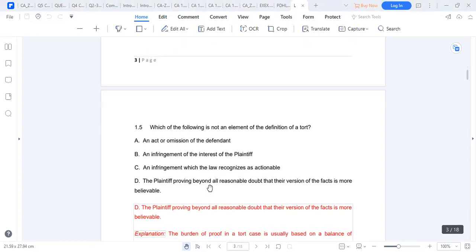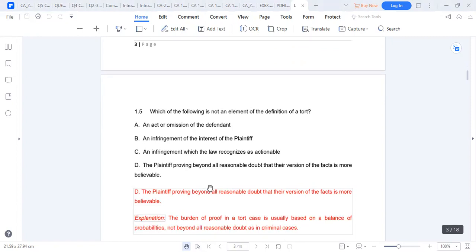Okay. So 1.5, which one of the following is not an element of a tort? Number one, an act of omission on the defendant. Number two, infringement of the interest of the plaintiff. Number three, infringement which the law recognizes as actionable. Number four, the plaintiff proving beyond reasonable doubt that their version of facts is more believable.